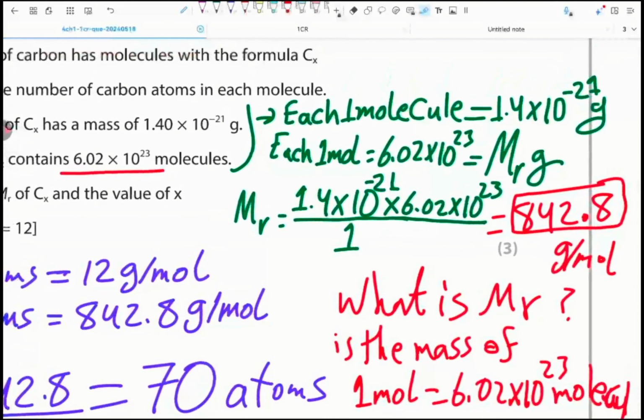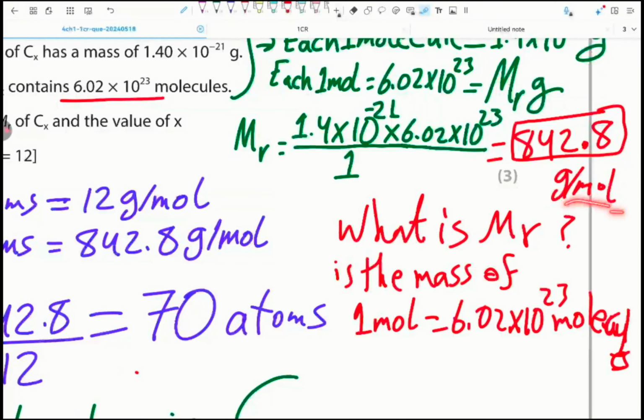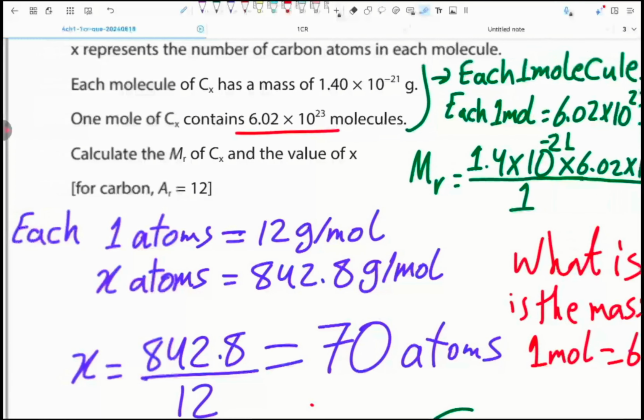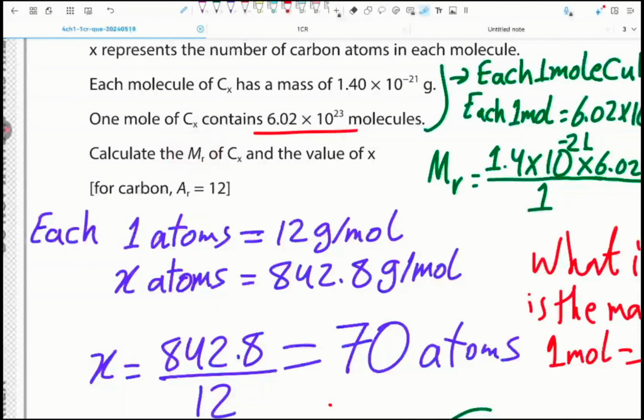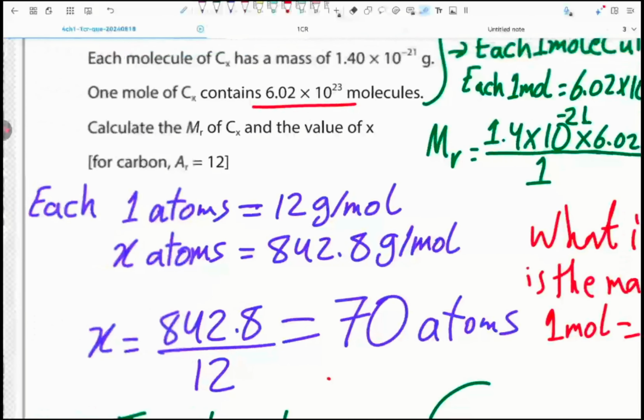The mass is found by cross multiplication. We have to multiply this number with this number, then we divide them over 1. So the mass, MR, is in gram over mole. So it is the mass in gram for 1 mole. So the mass of 1 mole of this molecule is 842.8 gram per mole. So now we solved the first problem. We could calculate the mass of 1 mole, or 6.02 multiplied by 10 exponent 23 molecules. Now, what is this now?